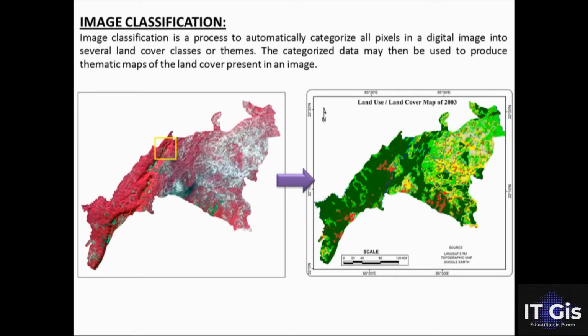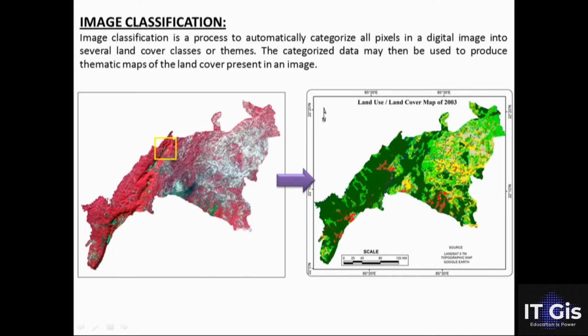So what is image classification? Image classification is a process to automatically categorize all pixels in a digital image into several land cover classes. You can see this image. This is a satellite image. This is Normandy block of West Singhbhum district of Jharkhand.